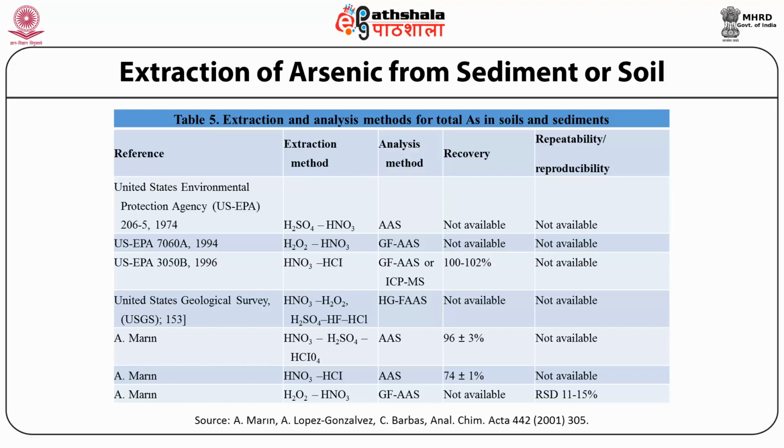According to A. Marin, you can use a mixture of 3 solvents: nitric acid, sulfuric acid, and perchloric acid. And the analysis method can be atomic absorption spectroscopy. Recovery is 96 plus or minus 3%. By using an HCl and nitric acid combination as the extraction method, 74% plus or minus 1% has been shown as recovery of the sample.